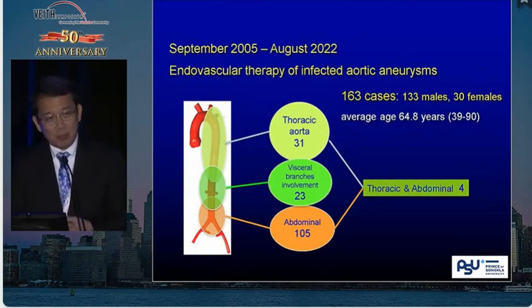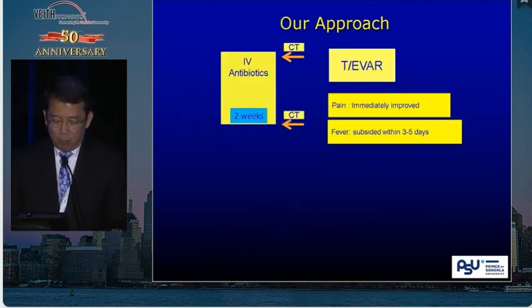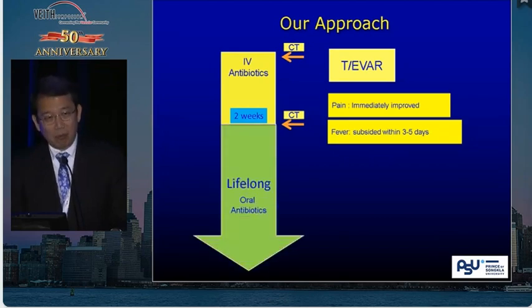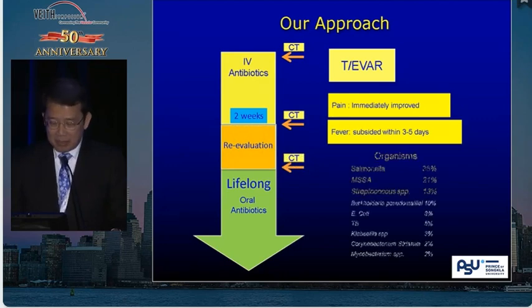In the 17-year period, we have treated 163 infected aortic aneurysm patients at various levels as shown here. We give IV antibiotics for 2 weeks after the procedure. If clinically improved and the re-CT scan is good, we switch to lifelong oral antibiotics. But if not improved, we will reconsider antibiotics based on the organisms found in our region.